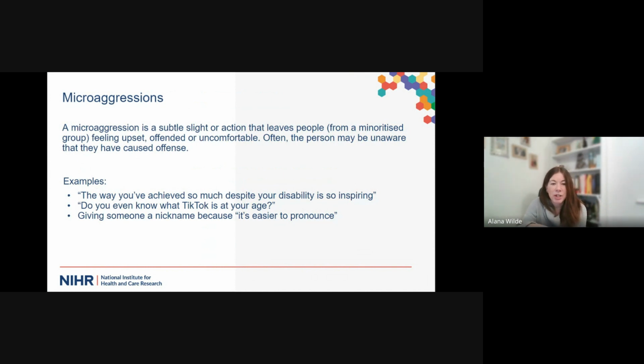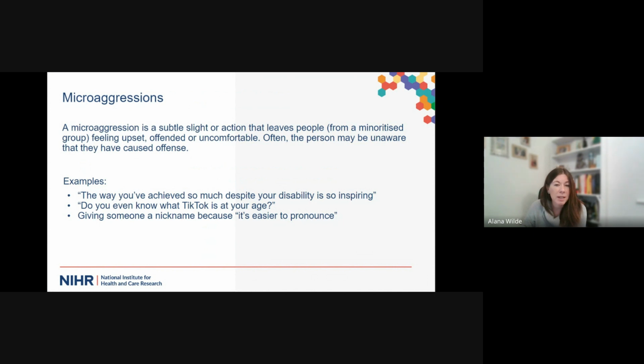A microaggression is a subtle slight or action that leaves people from a minoritized group normally feeling upset, offended or uncomfortable. And quite often, speakers aren't aware that they've caused offence. This lack of awareness is really important, because you don't need to intend to offend or upset somebody to perpetrate a microaggression. You might not be aware of the impact of what you're saying.